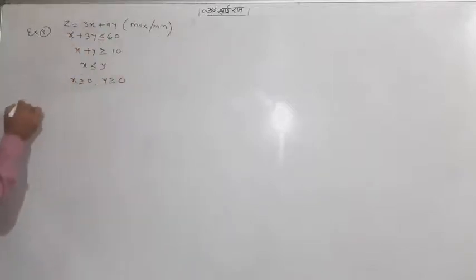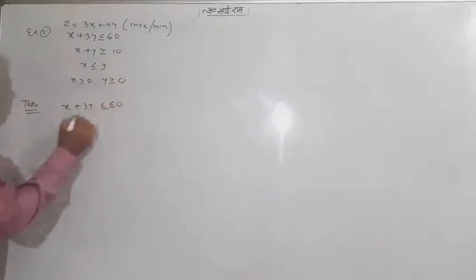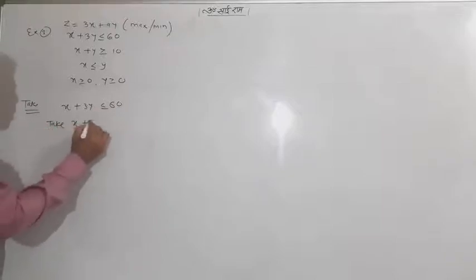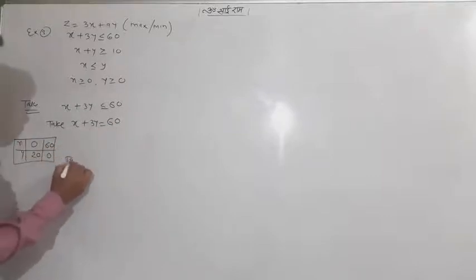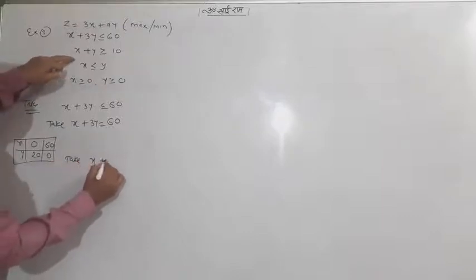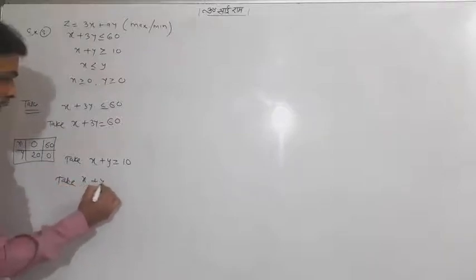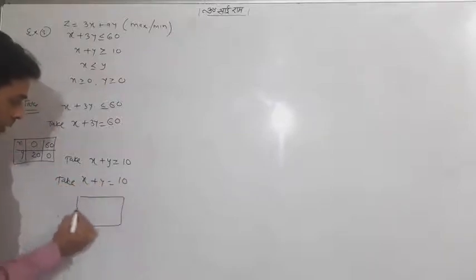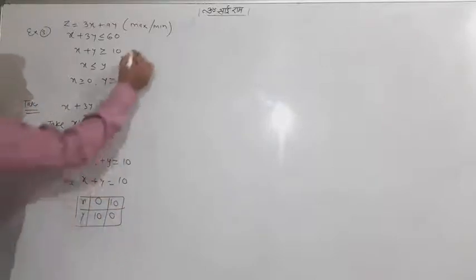First of all, I'll go with the first inequality, x plus 3y less than or equal to 60. I'll go with x plus 3y equal to 60. Then I'll choose points, you know it now, x and y. I'll choose x equal to 0, y will be 20; y equal to 0, x will be 60. Now I'll go with the next one, x plus y greater than or equal to 10. So taking x plus y equal to 10, I'll make a box again, you know it now: x equal to 0, y equal to 10; y equal to 0, x equal to 10.